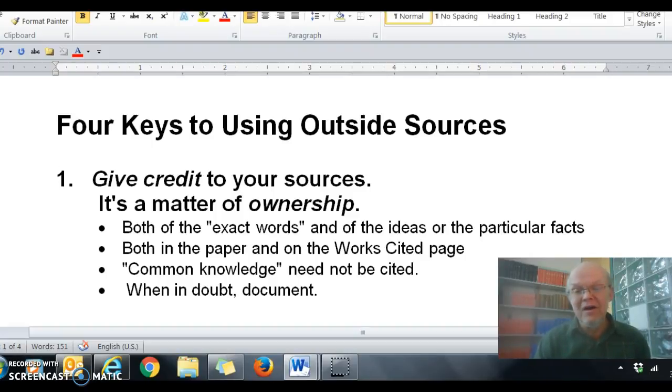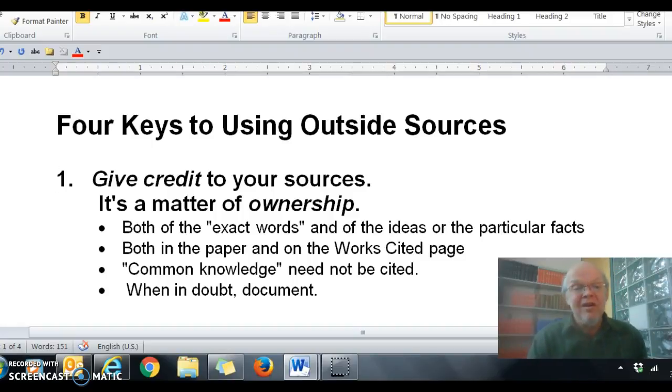In other words, if I rephrase somebody's ideas, put them into my own words, if I take someone's particular facts and maybe change the wording a little bit, I still have to give these people credit because they're the ones who came up with the ideas or found or researched the particular facts, okay?